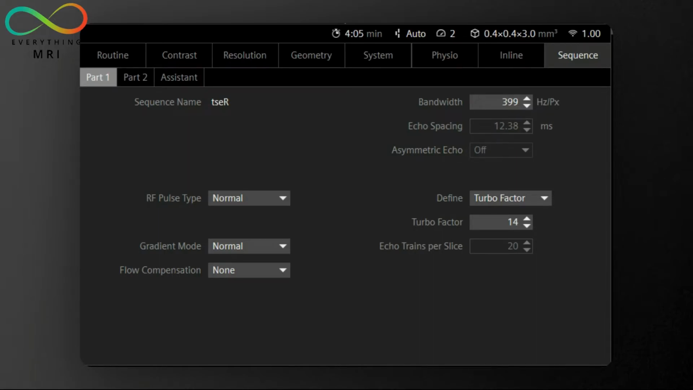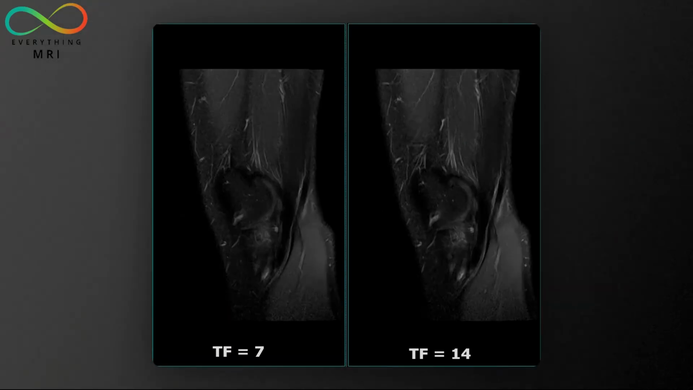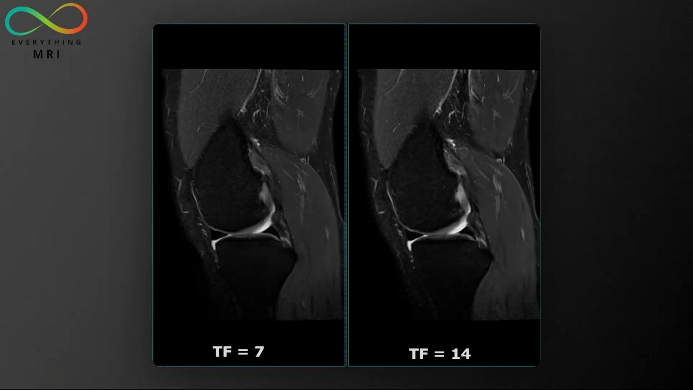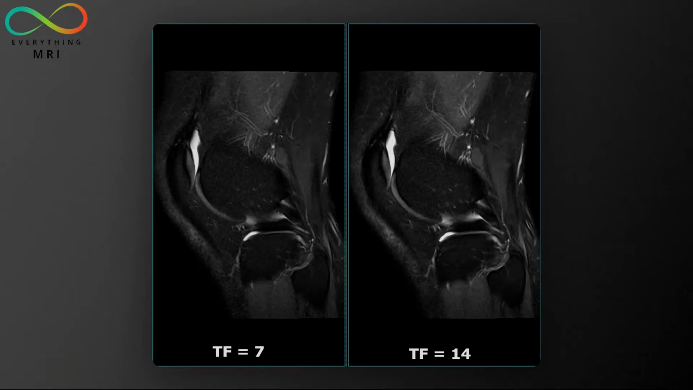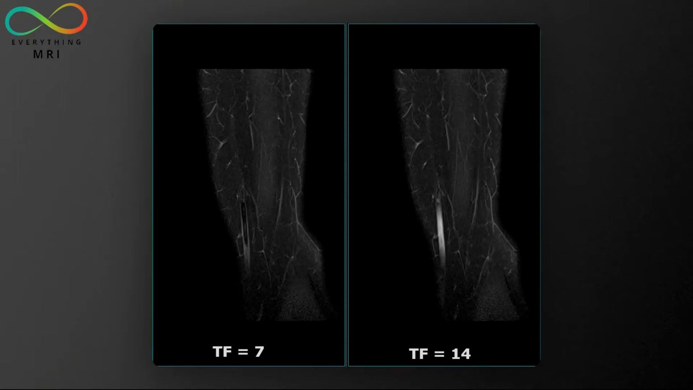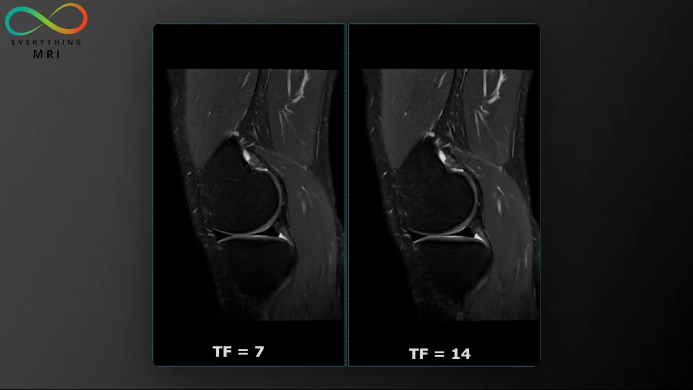Does a TR of 6000 work for a proton density sequence? I would say probably, but it also depends on the strength of the magnetic field that we are using. We might spot some changes on the image contrast though. Let's see. So, the water-only Dixon image on the left was acquired with a turbo factor of 7, in contrast to the one on the right, which was obtained with a turbo factor of 14.